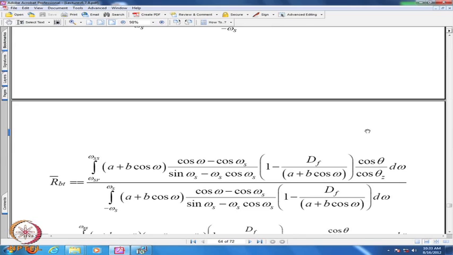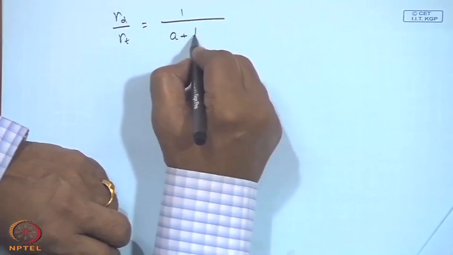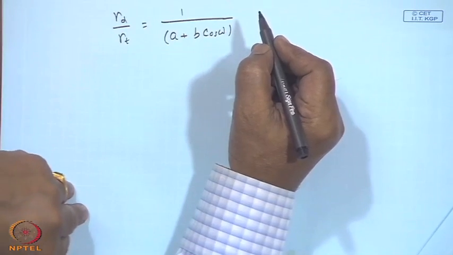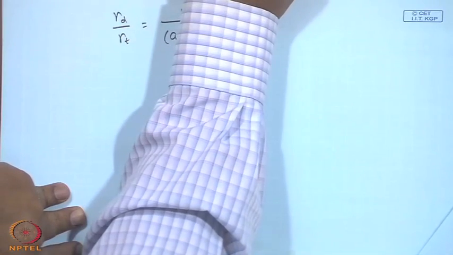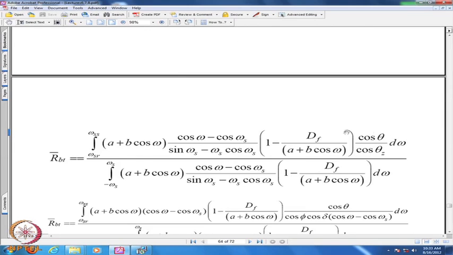I d by I, that is R d by R t, is nothing but 1 upon a plus b cos omega. And you know that a and b are the two constants in the Collares-Pereira and Rabl correlation for R t, which have been expressed in terms of omega s, multiplied by my R b, which is cosine theta upon cos theta z, into d omega. The similar thing is in the denominator, except this cos theta by cos theta z is not there.